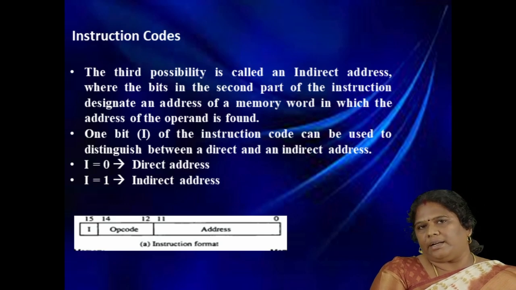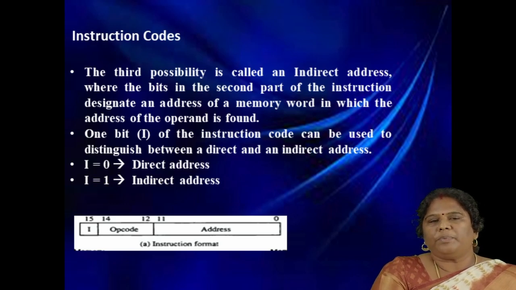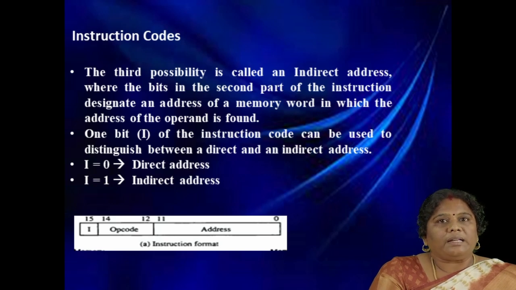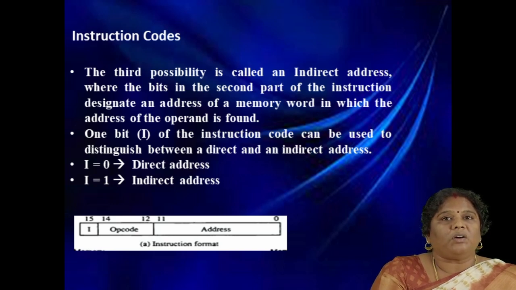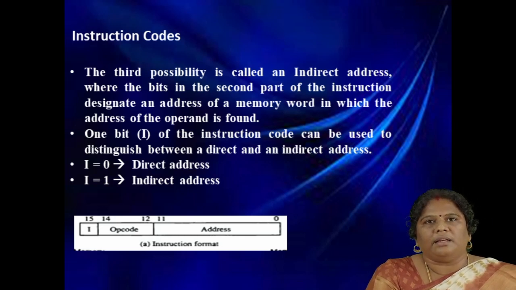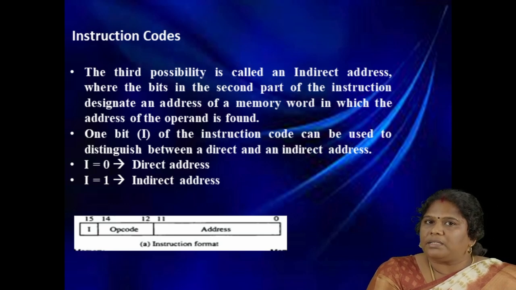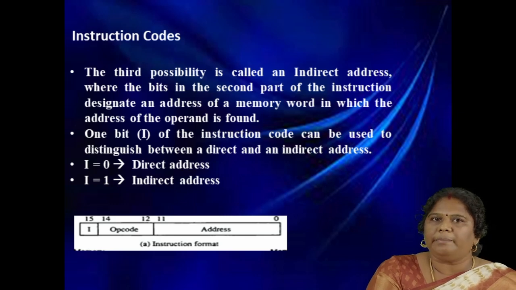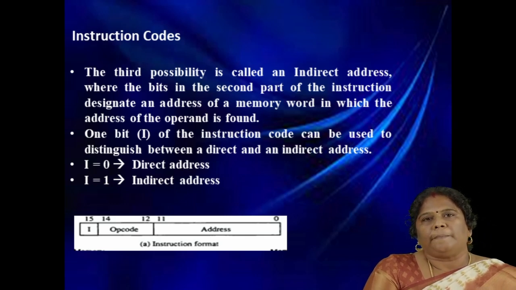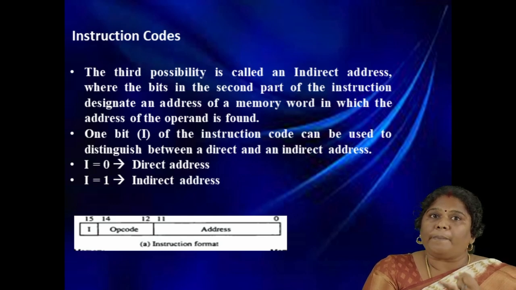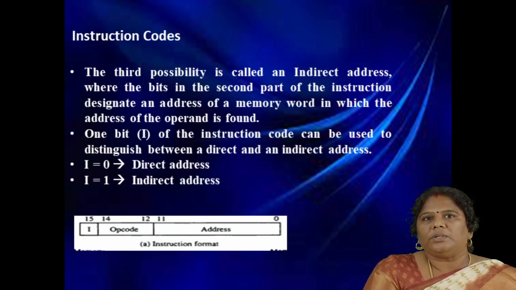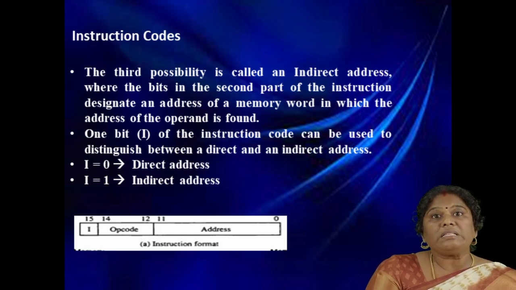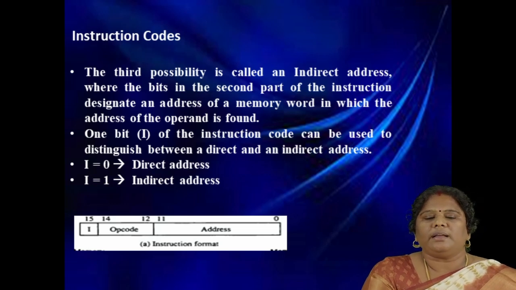What is the indirect address? Here, the second part of the instruction specifies the address of the memory word where the address of the operand is stored in our computing system, and this is referred to as the indirect address. So what is an immediate address? The data itself present in the address field is called an immediate address. Direct address means the address of the operand is in the address field. Third is the indirect address, where the address field holds the address of the memory word in which the address of the operand is stored.